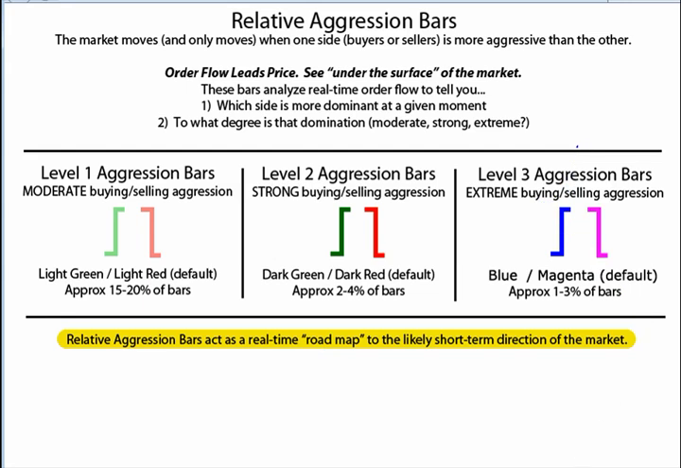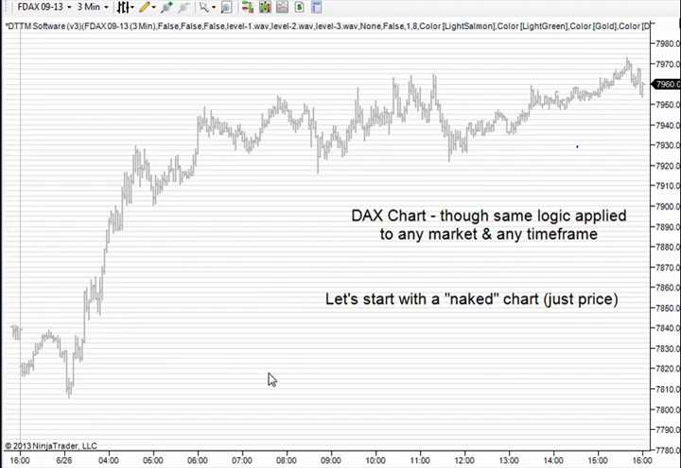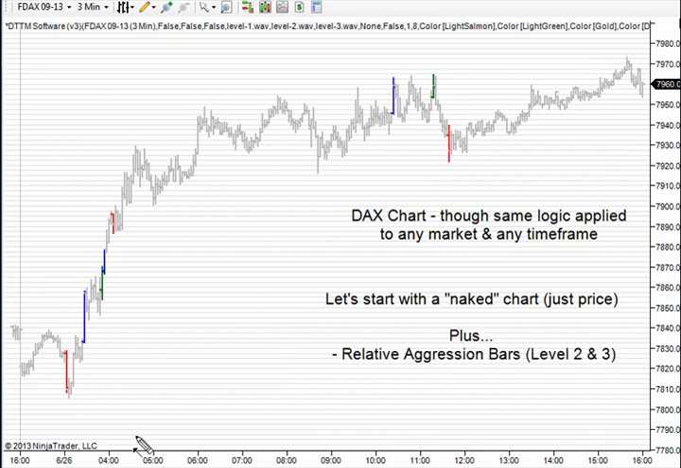So if we go back to our naked chart here, and I throw on the relative aggression bars, and I'll just put on the level 2 and level 3, so the strong and the extreme, let's have a look at that. Okay, so now I've added to our naked chart the relative aggression bars, just the level 2 strong and level 3 extreme. And again, we like to ask ourselves, when this happens, is there follow through or is there rejection?